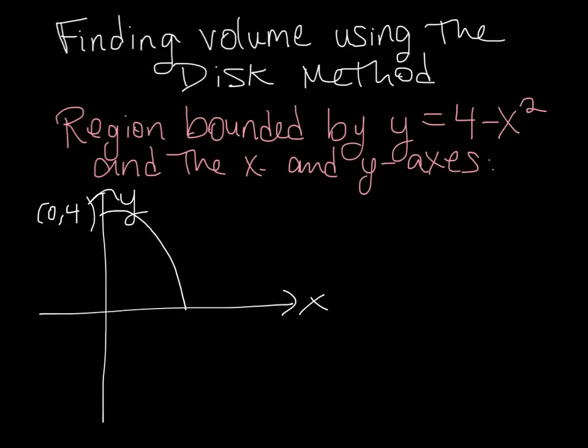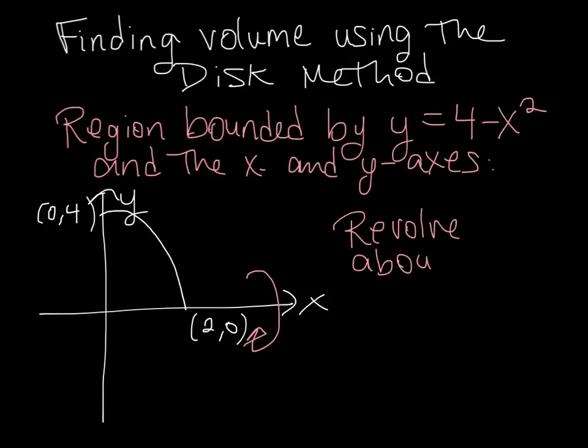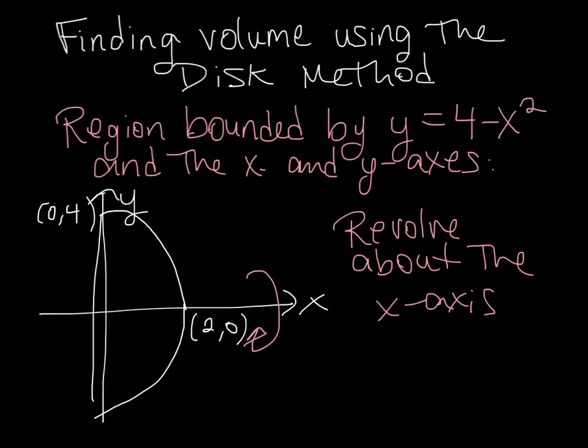The y-intercept is (0, 4), and the x-intercept is (2, 0). And we're going to take this region and revolve it around the x-axis. Revolve about the x-axis. And when we do that, it comes down here, and what we get is this three-dimensional solid that looks kind of like a sideways bowl. And we want to find the volume of this sideways bowl.